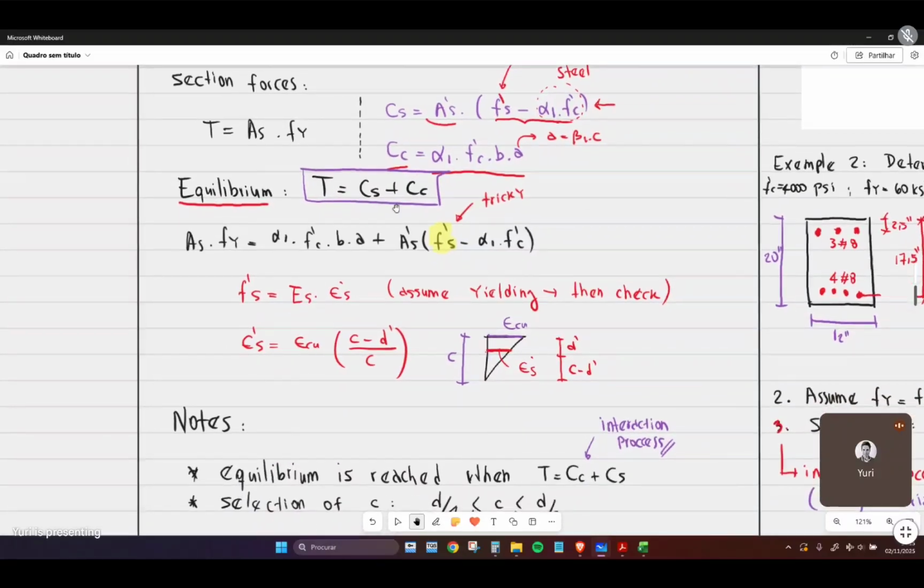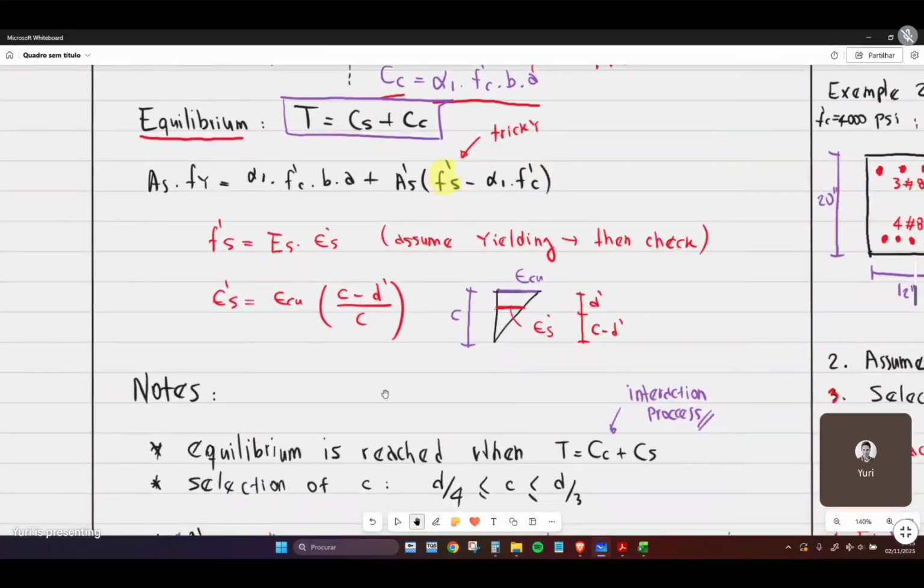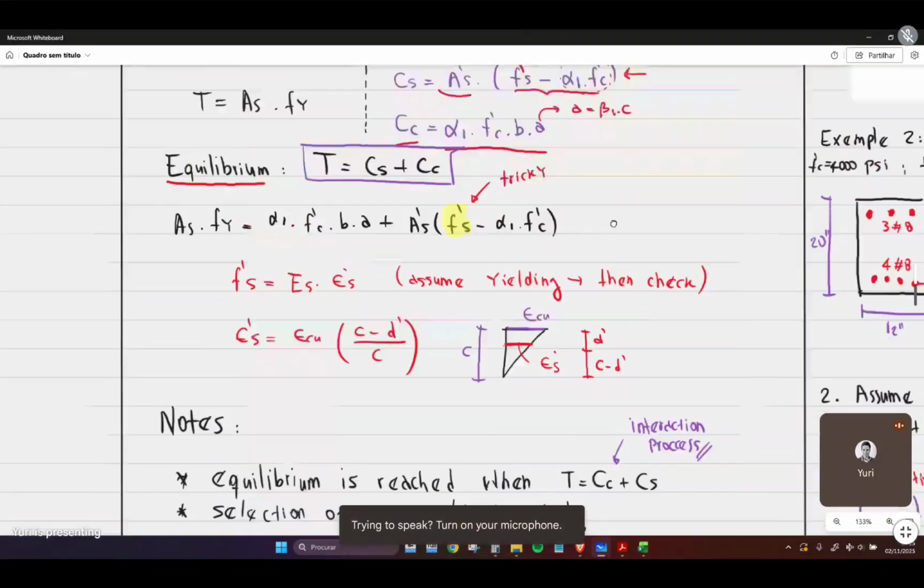I did not put it in here. So, okay. The equation, well, we can deduce the equation.